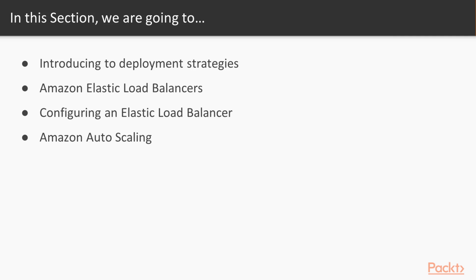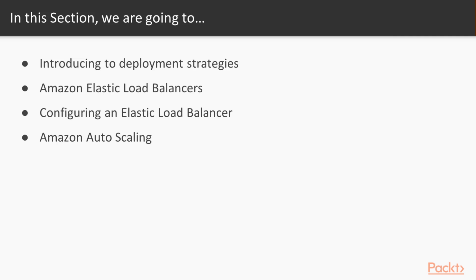Specifically, we're going to give you an introduction to various deployment strategies. We'll take a look at the Amazon Elastic Load Balancers and how they can be used to deploy applications on the AWS platform in a highly available state. We'll also have a lab where we configure an application load balancer as part of our Elastic Load Balancer module. And then we'll move on to take a look at scalability in the cloud with Amazon Autoscaling.